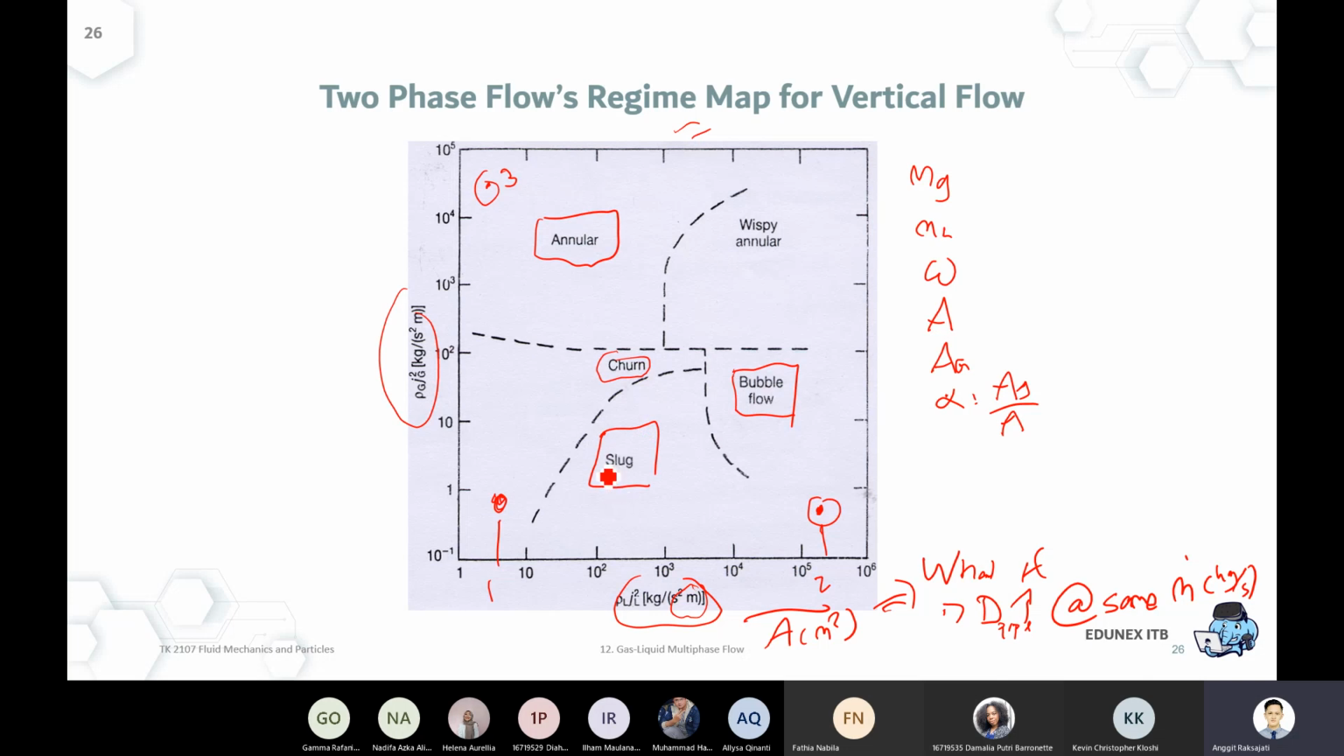So if from the initial calculation you find that you're working at this slug condition, but you don't want that to happen, maybe I calculated the wrong diameter of the pipeline, and now I want to switch the operation, the design, so that I'm working at the bubble flow. That means I have to make the liquid flow faster than before. If I work at the faster flow rate, then it will start to transition into the bubble flow.